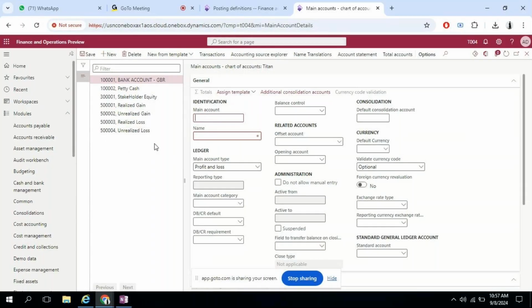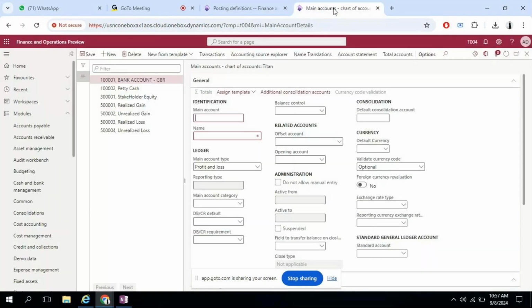After the setup, you need to understand what type of entries you can pass in the GL entry, in the general ledger module. That's why it is important to understand the concept. There are four or five concepts which are normally used on a daily basis, so that we will remember. Now coming to the part of intercompany accounting.